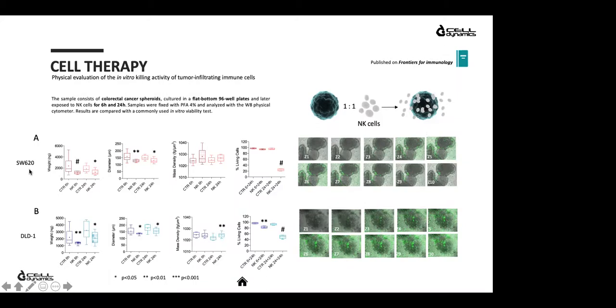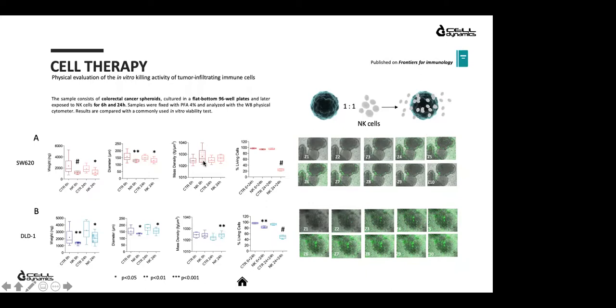For both cell lines, we observed a statistically significant decrease in the weight and in the size, both at 6 and 24 hours. This means that NK cells are promoting cell death, and these results with the weight are also consistent with the decrease in the fraction of living cells that we measured with commonly used in vitro viability assays. So we are able to match these results with what we normally do.